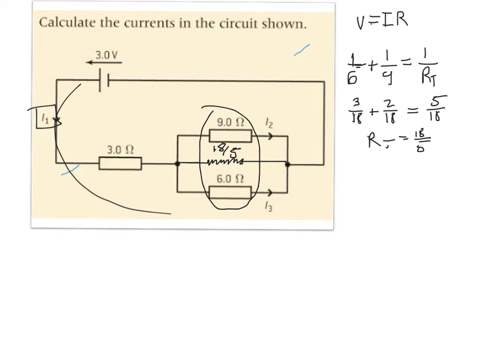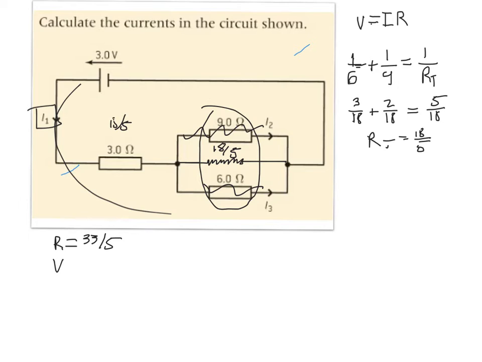Now that it's all in series, I combine those two. So now that it's in series, I can now add the 3.0 and the 18 over 5. Now, 3.0 is 15 over 5. And so I add those together, I get 33 over 5 for the whole resistance of the whole circuit. So resistance equals 33 over 5.